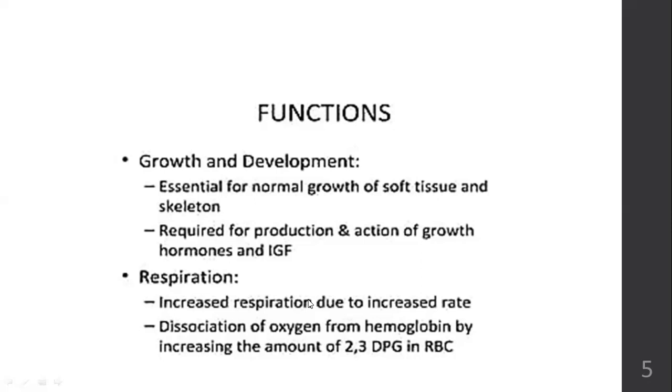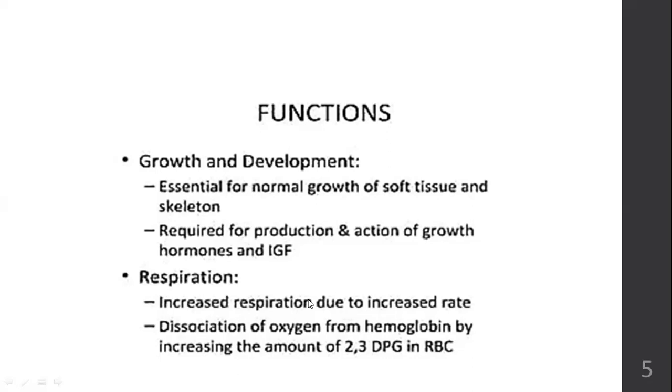Growth factors, IGF are growth factors. Okay, for growth hormone production and growth factor production, you require thyroid hormone. Okay, if you do not have thyroid hormone, the way growth hormones function in your body becomes suppressed, okay, there will not be enough growth factors produced in your body. So definitely your growth and development will be affected if you don't have enough thyroid hormone.